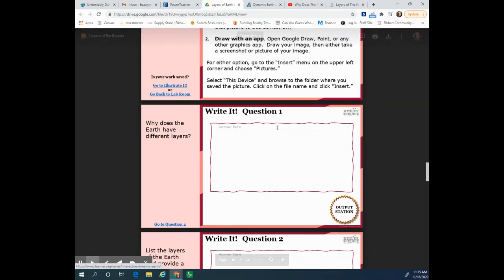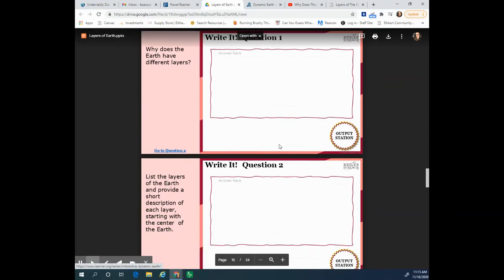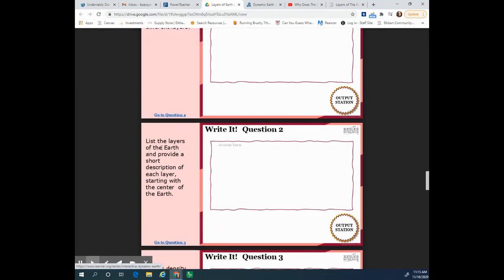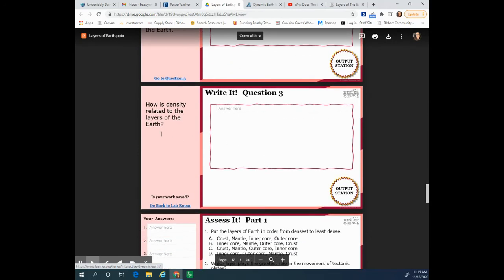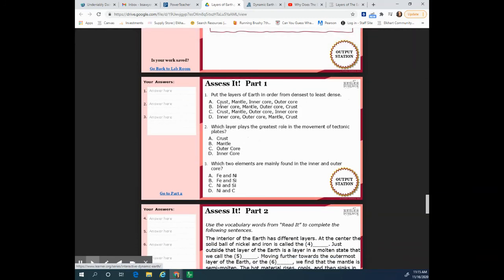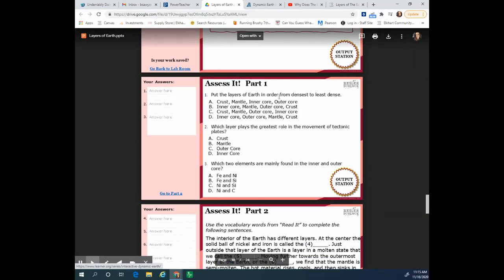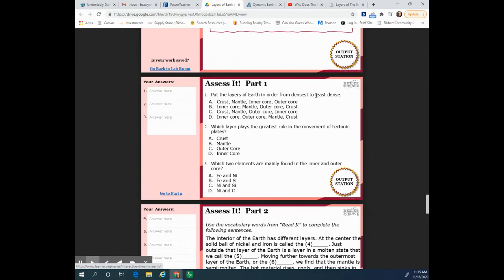Right here, you're going to answer the questions. Question 1: Why does the Earth have different layers? Question 2: List the layers of the Earth and provide a short description of each layer, starting with the center of the Earth. How is density related to the layers of the Earth? Okay.